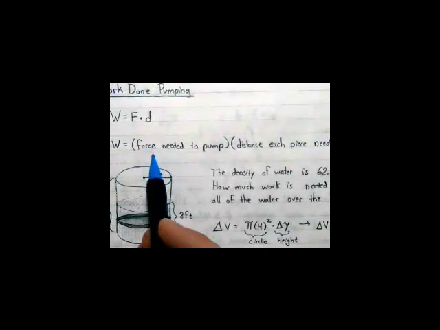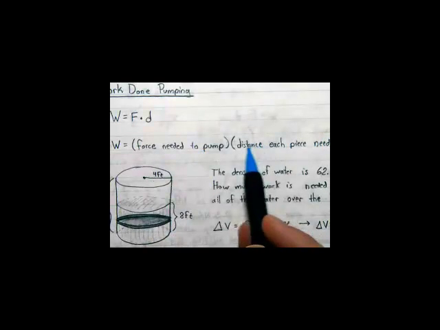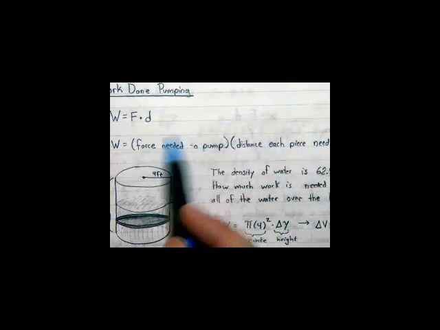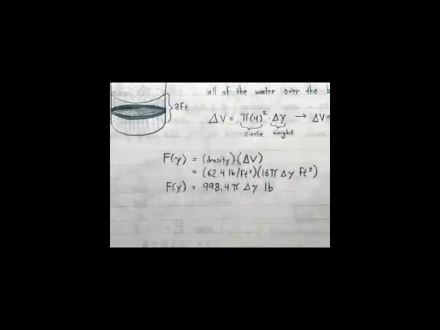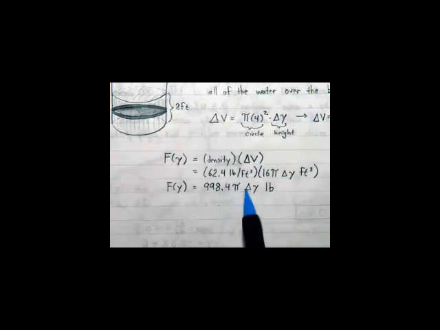Okay, so going back real quick to where we started with this thing, we said the work is going to be force needed to pump multiplied by the distance each piece needs to move. We've taken care of this part right now. Force needed to pump, we got it. It's right here, 998.4 pi delta y. That's the force. Now the only thing we need to figure out is the distance that it needs to move.